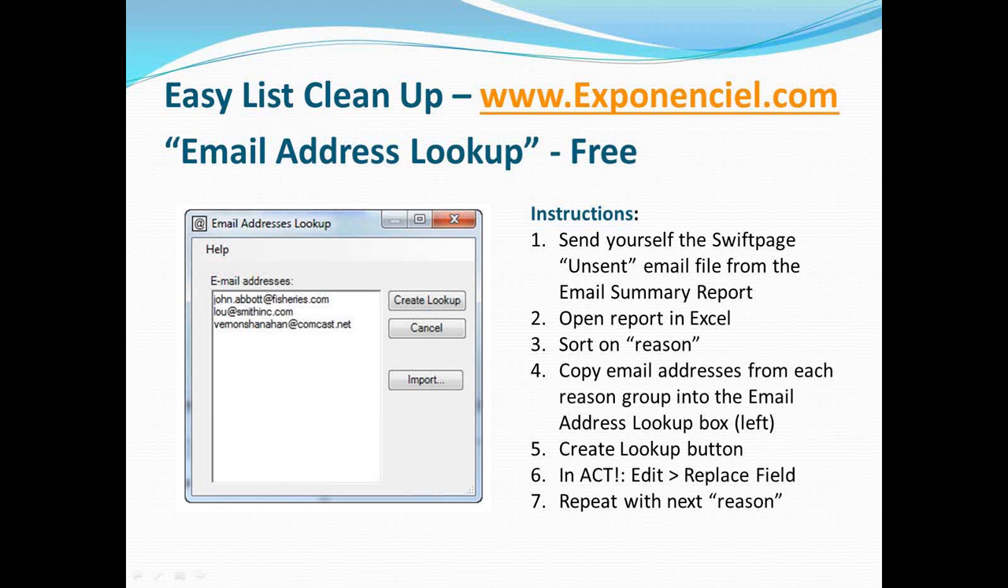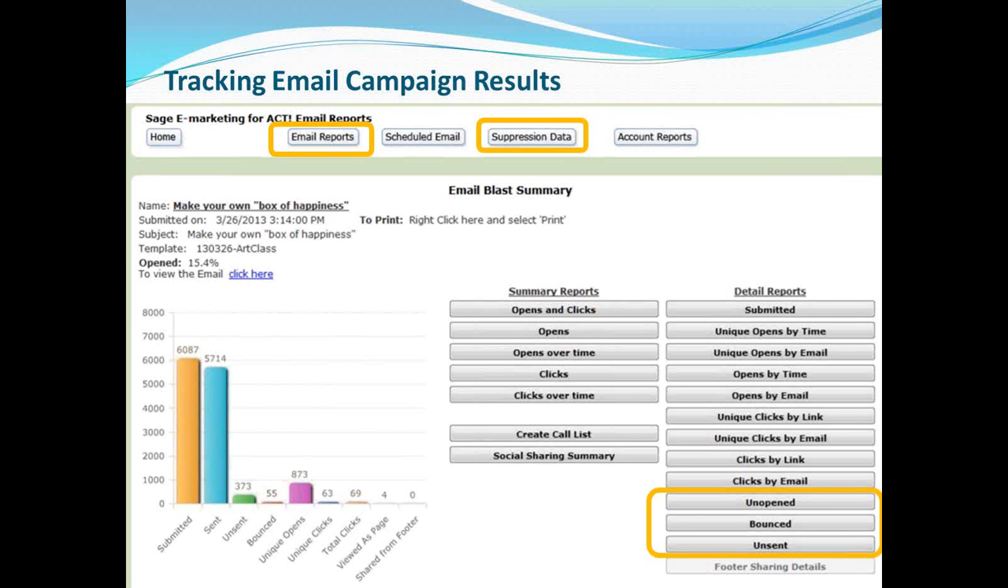Essentially, we're going to go to Swiftpage, get the report, and then load that back into our database. So here are the reports again. We went into Swiftpage, got into our reports, found the email that we're going to process, and we're going to click on the suppression data. Suppression data at the top is all the people that have opted out.